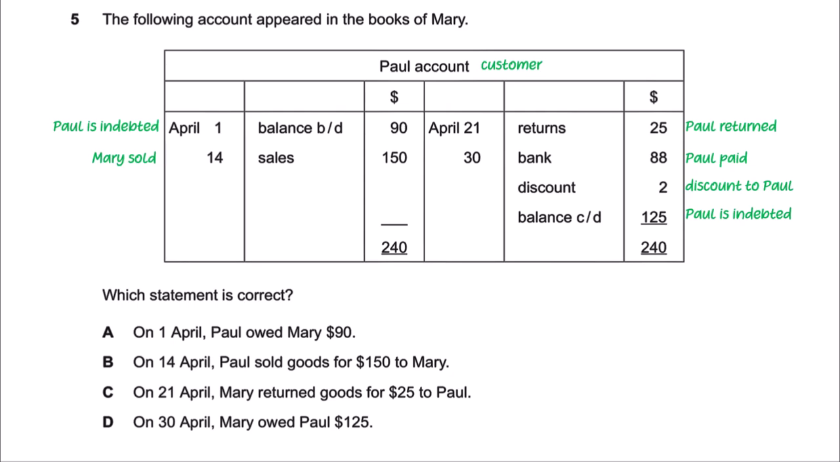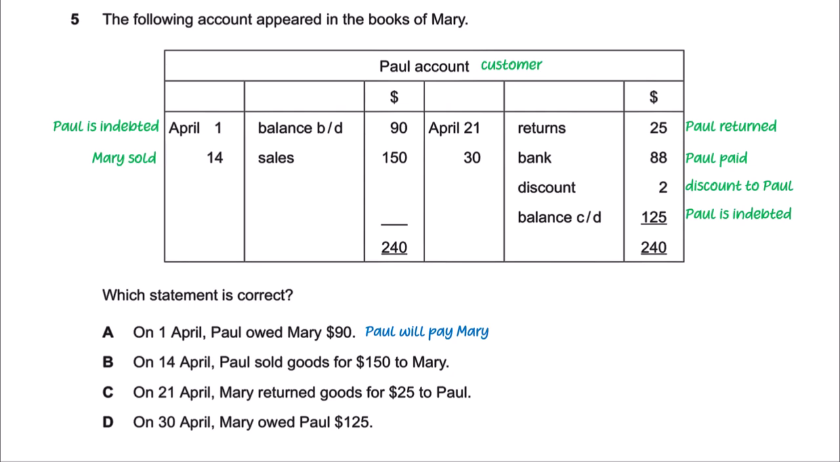Below it is written, which statement is correct. Now let's read the options. Option A is written: on 1 April, Paul owed Mary $90. Paul owed Mary means Paul owed to me. That is, he is my receivable. We have already discussed that on April 1, Paul is indebted to Mary for $90. So this option is correct.